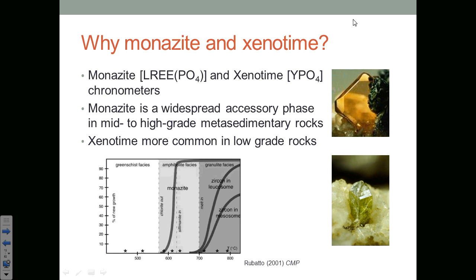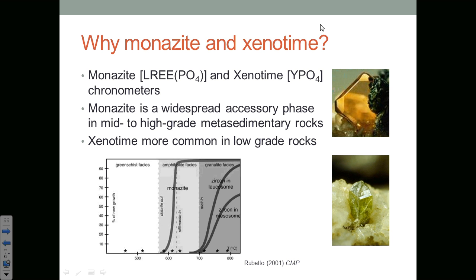Okay, so the minerals that I'm going to talk about today are rare earth element bearing phosphates, monazite and xenotime. Monazite is a light rare earth element phosphate. Xenotime is yttrium phosphate, but is very compatible with the heavy rare earth elements. And monazite is a widespread accessory phase that we see in moderate to high grade metamorphic rocks, particularly metasedimentary rocks, metamorphosed shales and mudstones and so forth. Xenotime is less common than monazite and tends to be more often observed in lower grade rocks, upper greenschist to lower amphibolite facies.